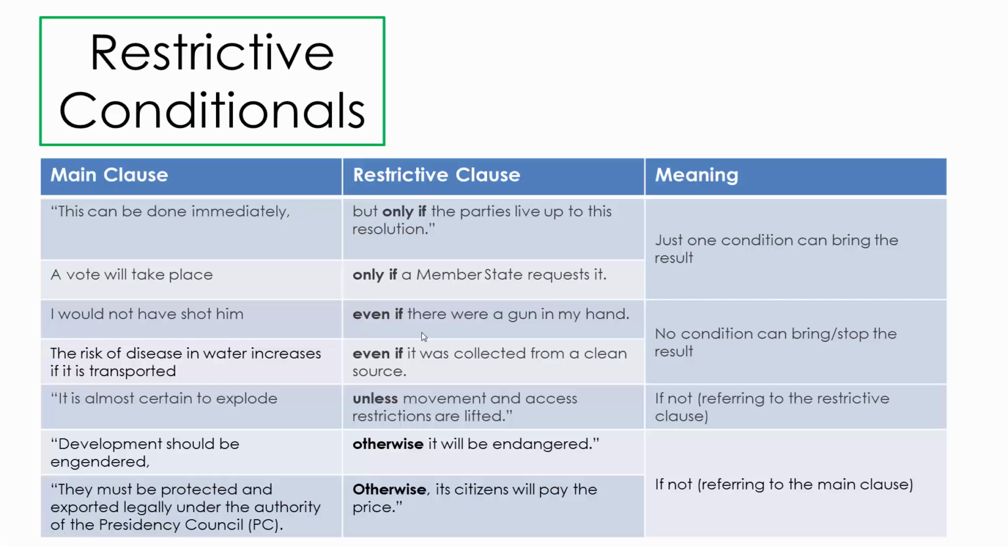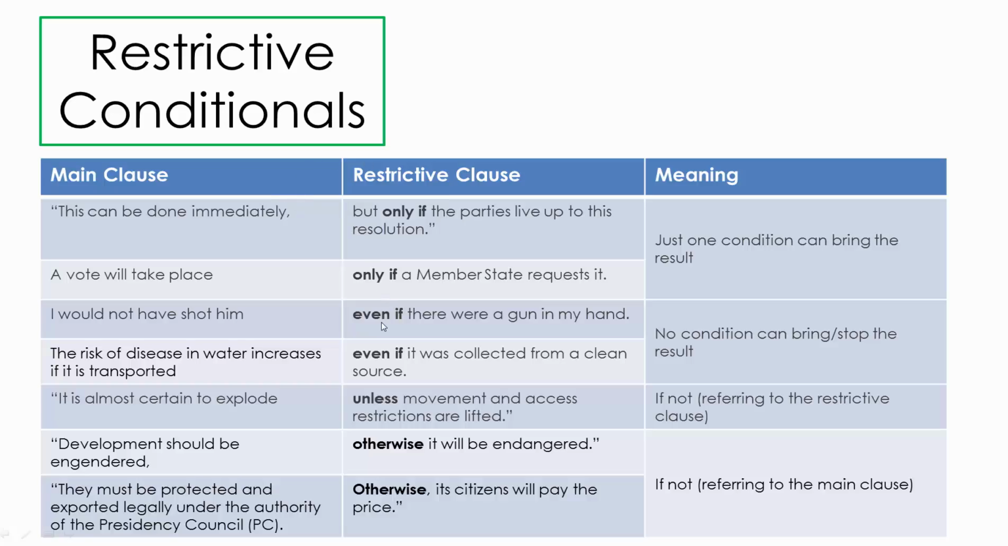So when we use only if, what we're saying with only if is that there is only one condition that can bring about this result. Okay, so when we look at the main clause over here, this can be done immediately. Okay, but there's a condition, and there's only one condition that can help us to do this immediately. And that condition is only if the parties live up to the resolution. In other words, if the parties do not live up to the resolution, then this cannot be done, because there is only one condition that can bring about the result.